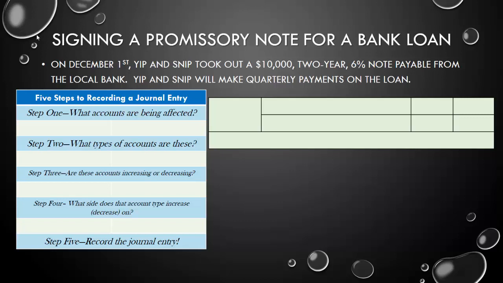Yip and Snip is going to make quarterly payments. Not uncommon in the business world to have payments due every 3 months, 6 months, a year. I know in your personal life you always have a monthly payment, but the same is not true for businesses.